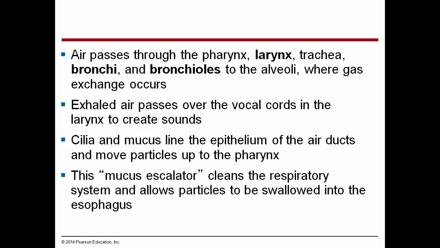Air passes through the pharynx, the larynx, the trachea, bronchi, bronchioles to the alveoli, where the gas exchange occurs. Exhaled air passes over the vocal cords into the larynx to create sounds. Cilia and mucus line the epithelium of the air ducts and move particles up to the pharynx. The mucus escalator cleans the respiratory system and allows particles to be swallowed into the esophagus.